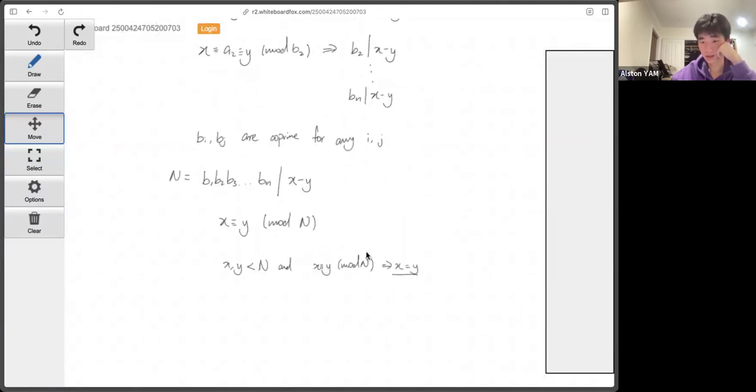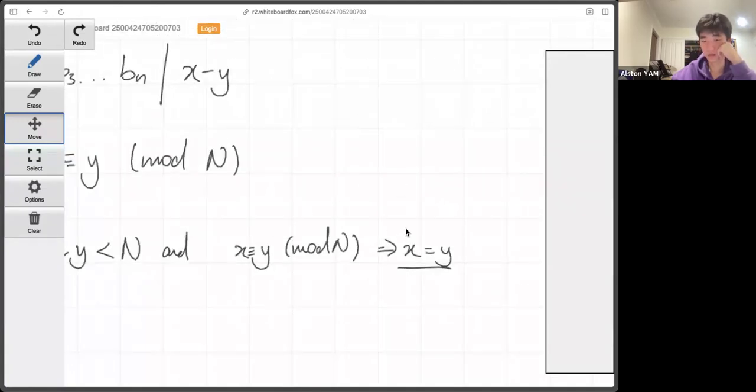We deduced, and then we end up at a result of x equals y. So that would be a contradiction. So the contradiction just means that, okay, there are not more than one solution to the series of congruences. So we're done with uniqueness.